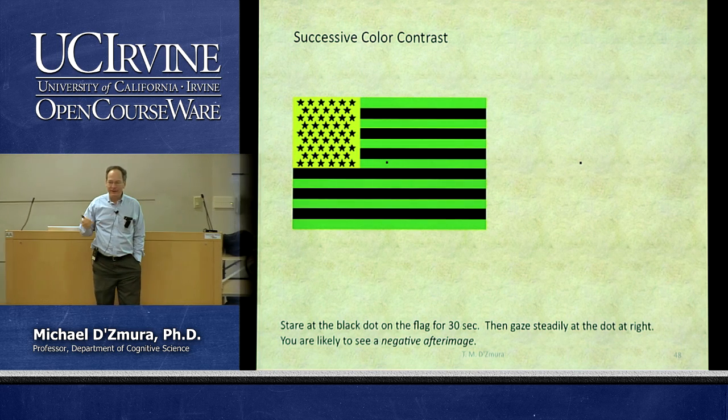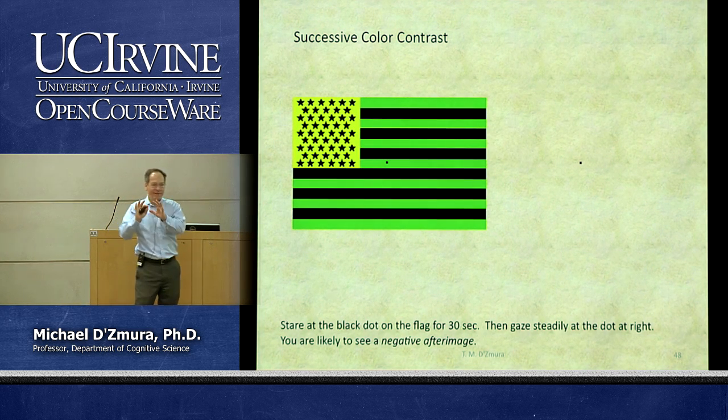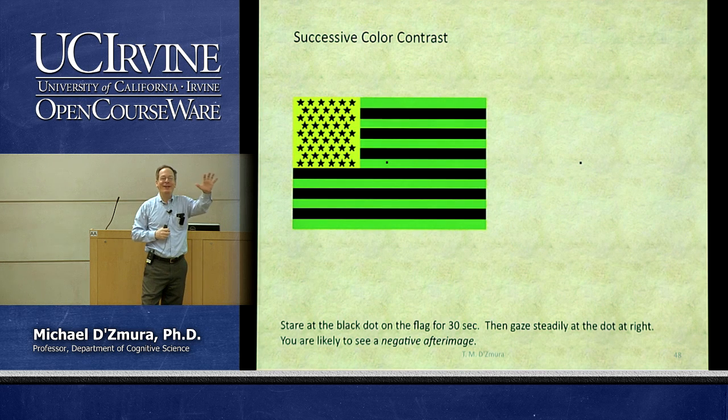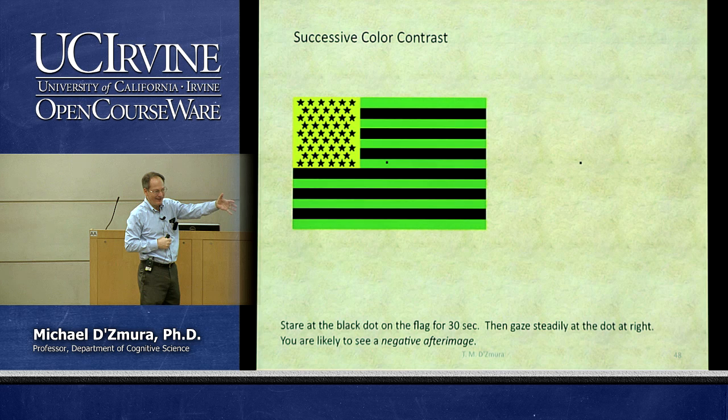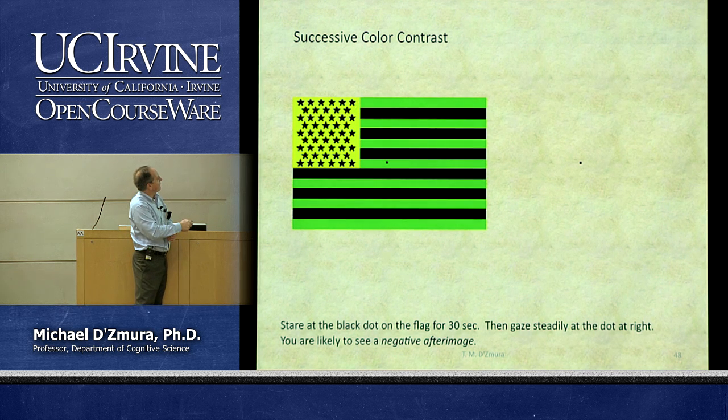First thing to note is that the word successive refers to the fact that you did one thing at time A, and then you got your effect at some other time B, namely time B is later, after you looked at the initial stimulus. So it's one happens after the other. That's successive color contrast. Second, what is the color that appears to be the opposite of yellow?